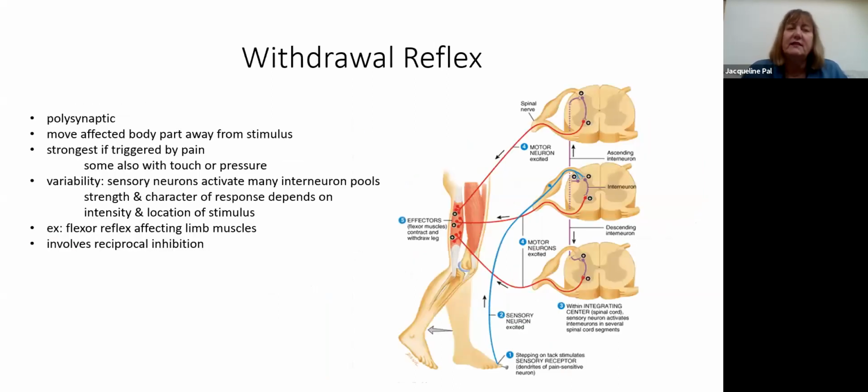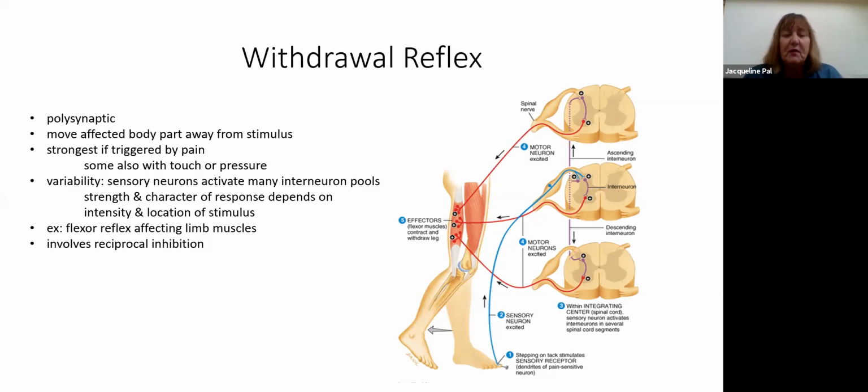So the second type of reflex is a withdrawal reflex. And a withdrawal reflex, by definition, is going to be polysynaptic. Okay? And what this does is it moves the body part away from a stimulus. And so it is strongest if it's triggered by pain. However, there are some types of touch and pressure that can cause a withdrawal reflex as well. So this reflex is not quite as predictable because it's activating many pools of interneurons. So the intensity and the location of the stimuli will change the strength and the character of the response.